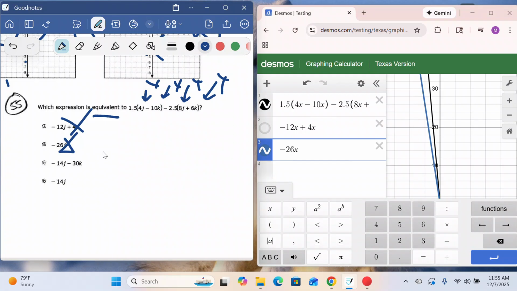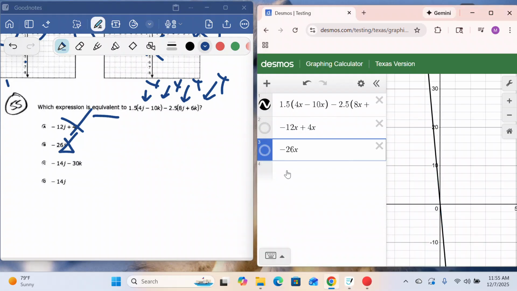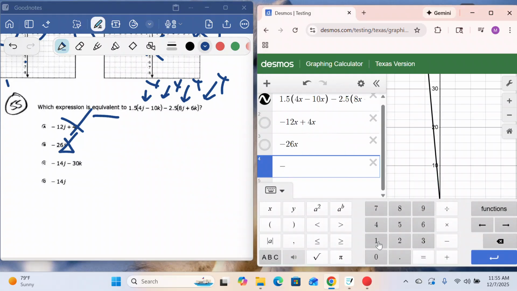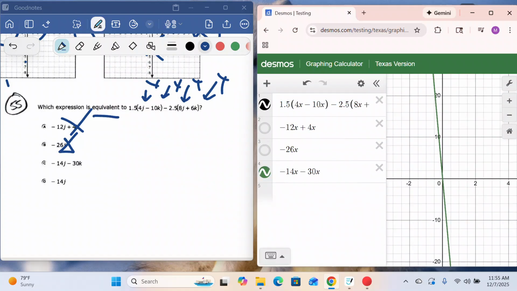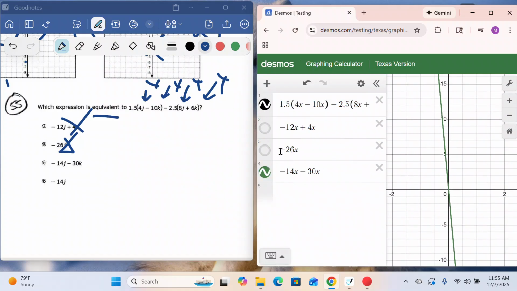Then I'm going to go to C, and I'm going to get rid of this one. And I'm going to go ahead and put negative 14x minus 30x. And it looks like we have a winner. So then I want to take off this one, and it's identical. Take off this one, and it is identical. So this is a correct answer, letter C. And if I wanted to do distributive property, I could, and this gives me the correct answer.